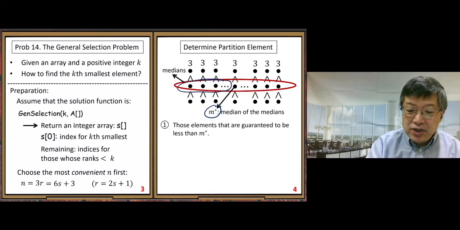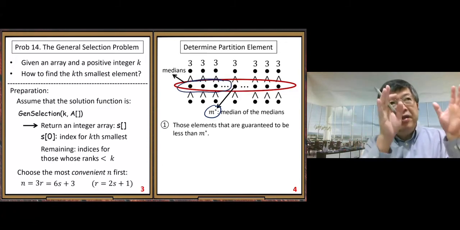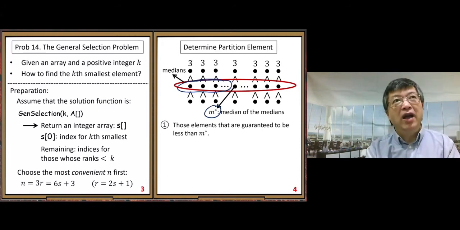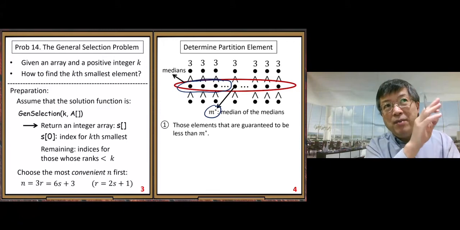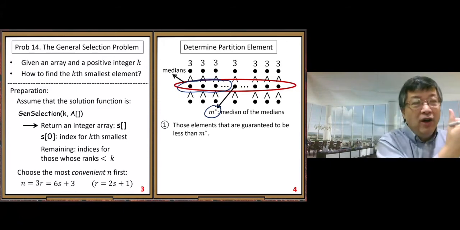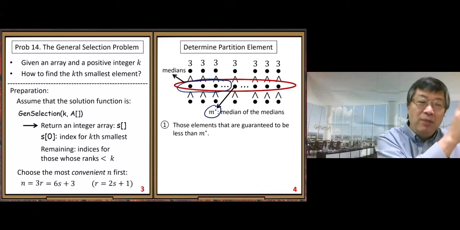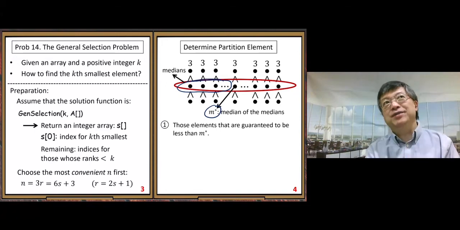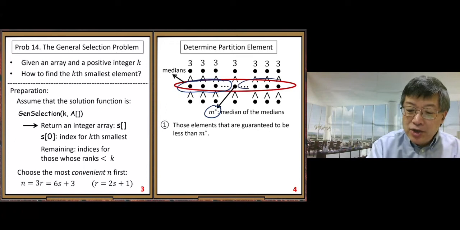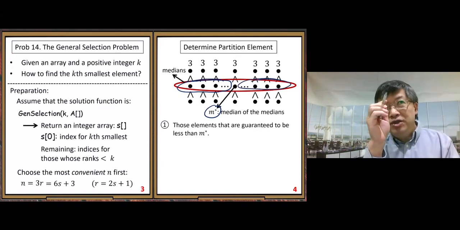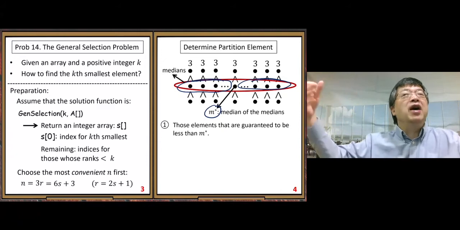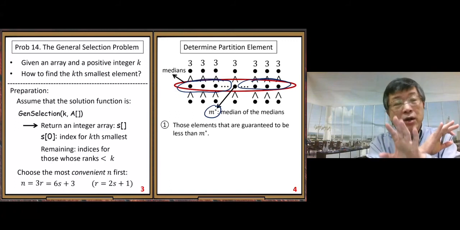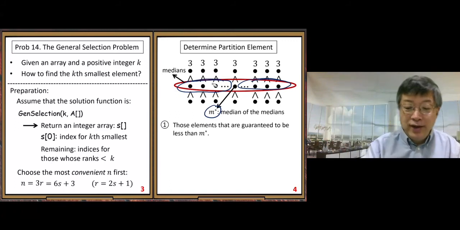All the elements at the left-hand side of M star have smaller ranks than that of M star. Why? Because remember the recursive function returns the indices of those elements with smaller rank numbers. Then the remaining elements with ranks greater than M star, automatically we put at the right-hand side. But we do not sort them. That's important.